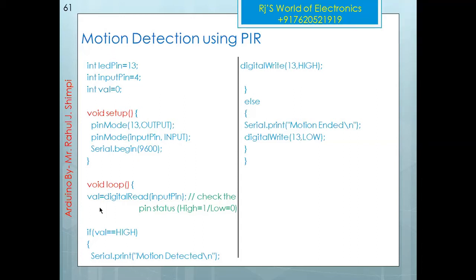Next, I have defined val is equal to digitalRead in bracket input pin. So this function will check the status of the pin number 4 of Arduino whether it is having the high value or low value.